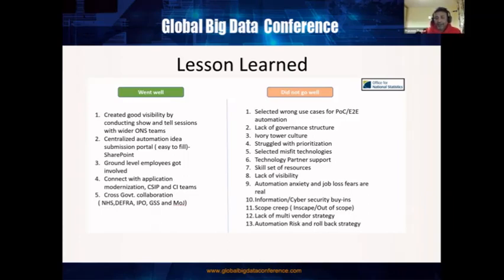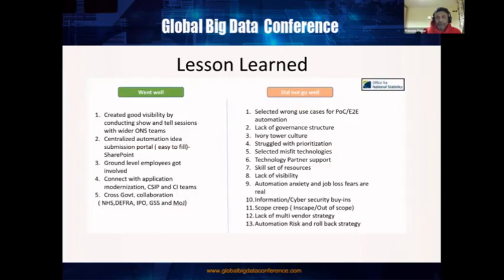And last but not least, we failed to execute a multi-vendor strategy. We simply relied on one vendor, which was IBM, and we had a lot of issues with their platform and technology, and we couldn't understand that, okay, if it is not working, let's unplug it and get another vendor. So that was the lesson learned. Cool.